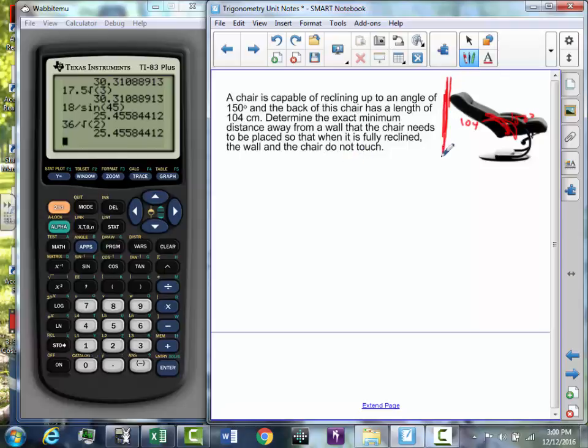Imagine that the wall is right here. How far away from the wall does the chair need to be set so that when you put it into recline mode, the recline doesn't bash up against the wall? Can you see that? So this right here is my wall. My question here is, how much distance should you have there? But we don't want to round it, we want to know the exact value. In a way, if you can see it, there's a little triangle hidden in there, where this side is 104, and we're looking for that side right there. You guys visualize that?